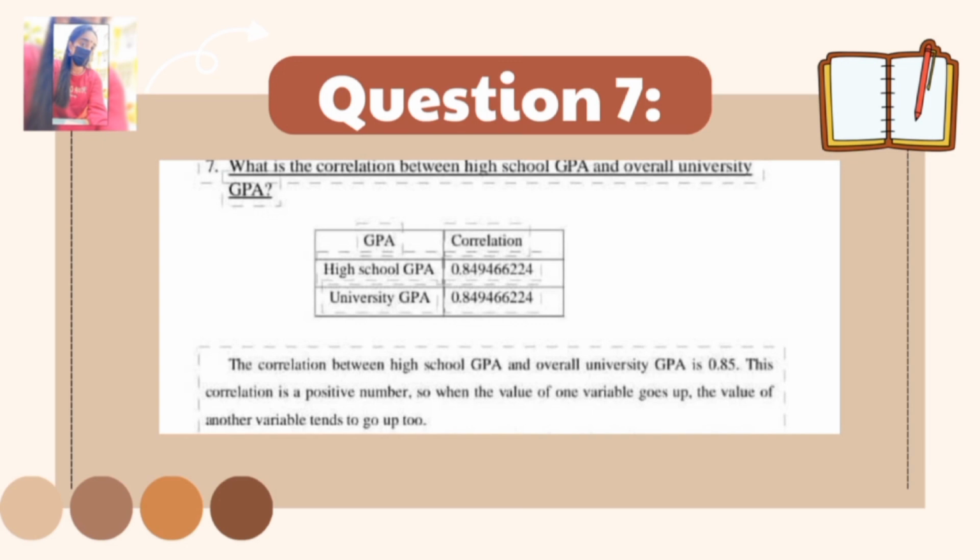So what is the correlation between high school GPA and overall university GPA? The correlation is 0.849466224. So the correlation between high school GPA and overall university GPA is 0.85, and this correlation is a positive number. So when a value of one variable goes up, the value of the other variable tends to go up too.